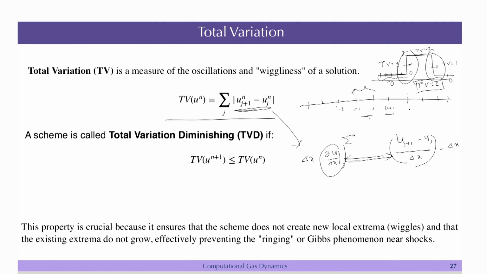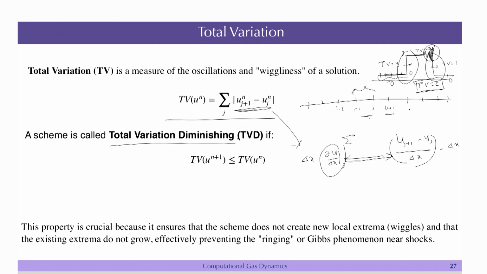Now, as you apply the numerical scheme, if large wiggles start forming, then the total variation will increase, because now you have a lot of variations here and they will contribute to this. The total variation will increase, which is not good for a numerical solution. That will lead to the Gibbs phenomena, so we want to avoid that. We are looking for schemes which are total variation diminishing.